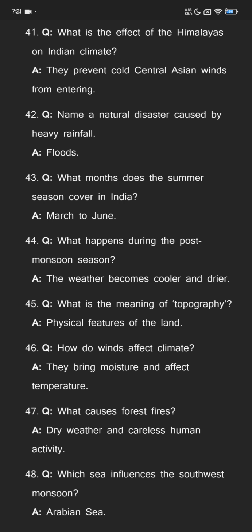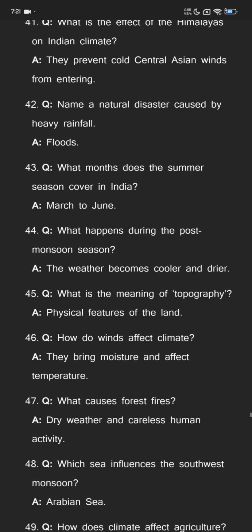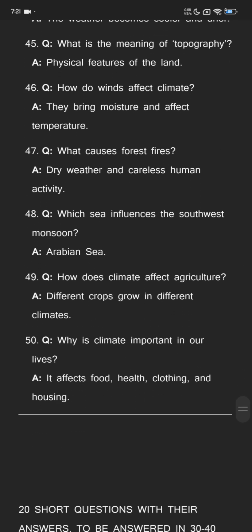How do winds affect climate? They bring moisture and affect temperature. What causes forest fires? Dry weather and careless human activity. Which sea influences the southwest monsoon? Arabian Sea. How does climate affect agriculture? Different crops grow in different climates. Why is climate important in our lives? It affects food, health, clothing, and housing.